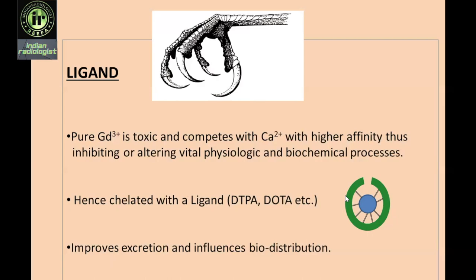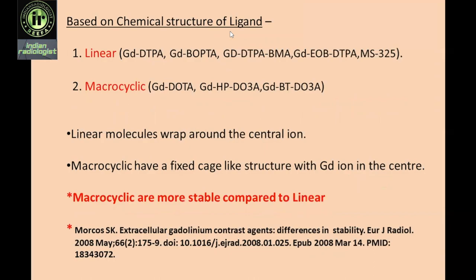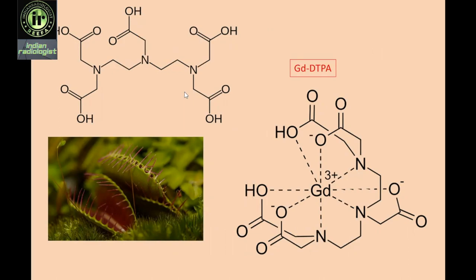Based on the chemical structure of the ligand, we have linear and macrocyclic. So for linear, I have typed the examples, and for macrocyclic, I have mentioned the examples. So you can find them in your textbooks as well. But what is the mechanism here? Linear molecules wrap around the central ion of gadolinium. So I will show you the diagrammatic representation. See, this is a linear DTPA ligand. When we introduce gadolinium into it, see how this linear molecule wraps around the gadolinium.